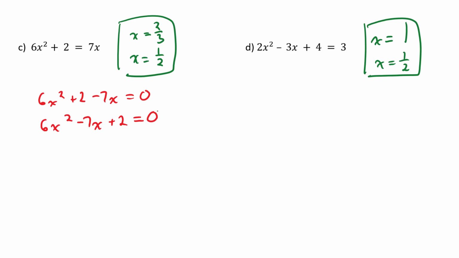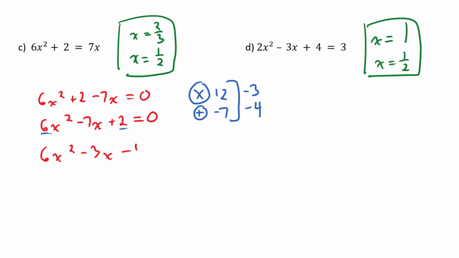Can we take out a common factor? We cannot. This is going to be a complex trinomial. Looking for two numbers that multiply to 6 times 2, which is 12, and add up to negative 7. Those two values will be negative 3 and negative 4. We will now decompose that center term. We'll pull a common factor out from those and from those.